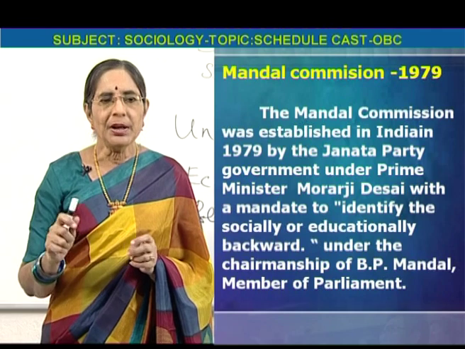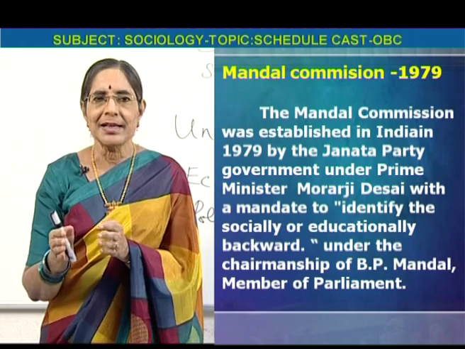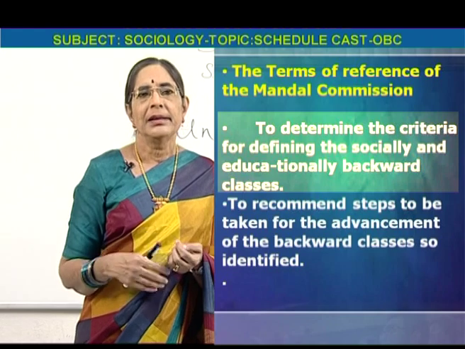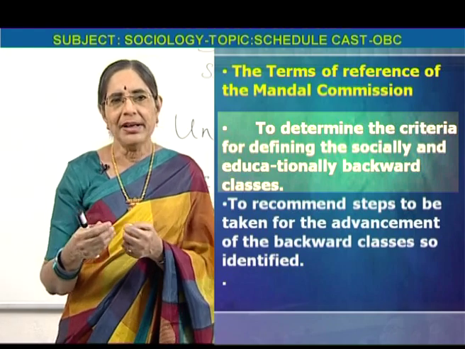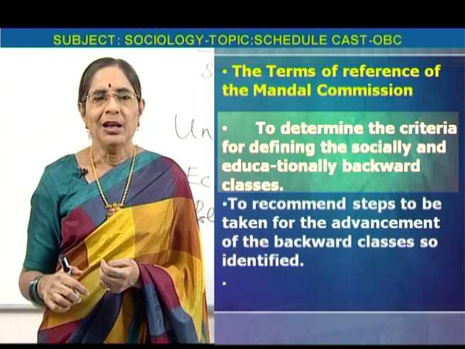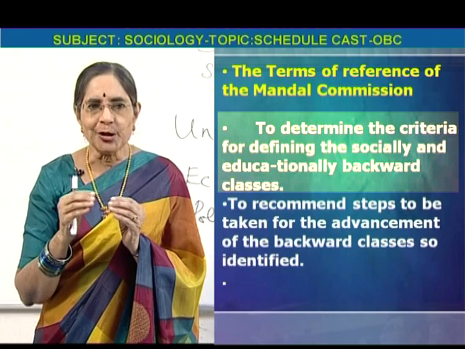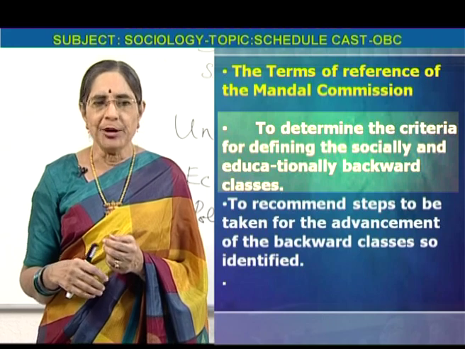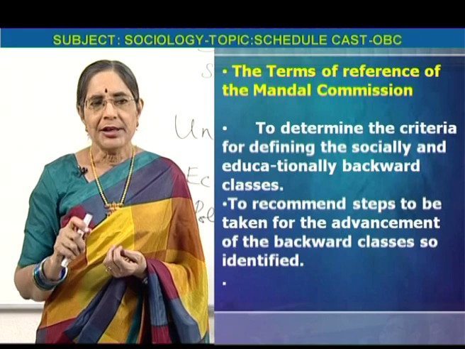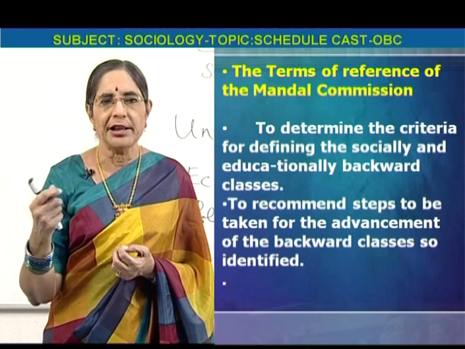B.P. Mandal, who was a member of parliament, was the chairman of this commission. This commission is usually considered the second backward classes commission. And this commission had certain aims. Let us see how these aims are framed. First, they wanted to determine the criteria on the basis of which we can declare a community a backward community. So this committee took the duty of determining the criteria for defining social and educational backwardness of various classes.